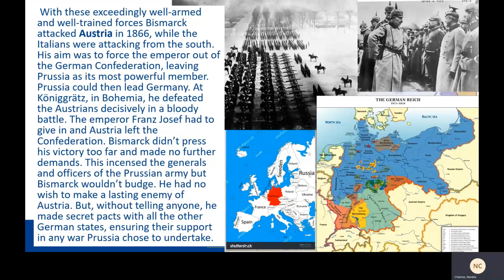In Bohemia, he defeated the Austrians decisively in a bloody battle. The Emperor Franz Joseph had to give in, and Austria left the Confederation. Bismarck didn't press his victory too far and made no further demands. This incensed or angered the generals and the officers of the Prussian army, but Bismarck wouldn't budge. He had no wish to make a lasting enemy of Austria. But without telling anyone, he made secret pacts with all the other German states, ensuring their support in any war Prussia chose to undertake.